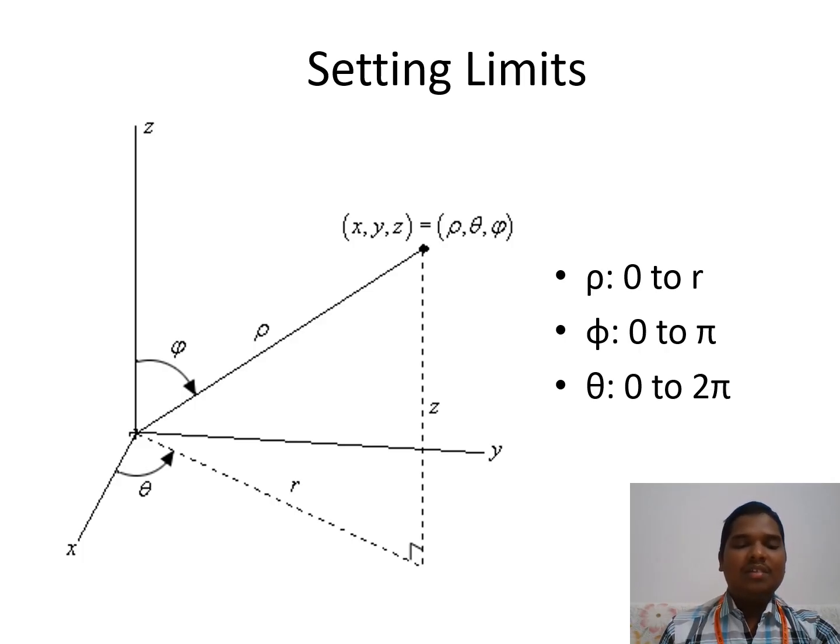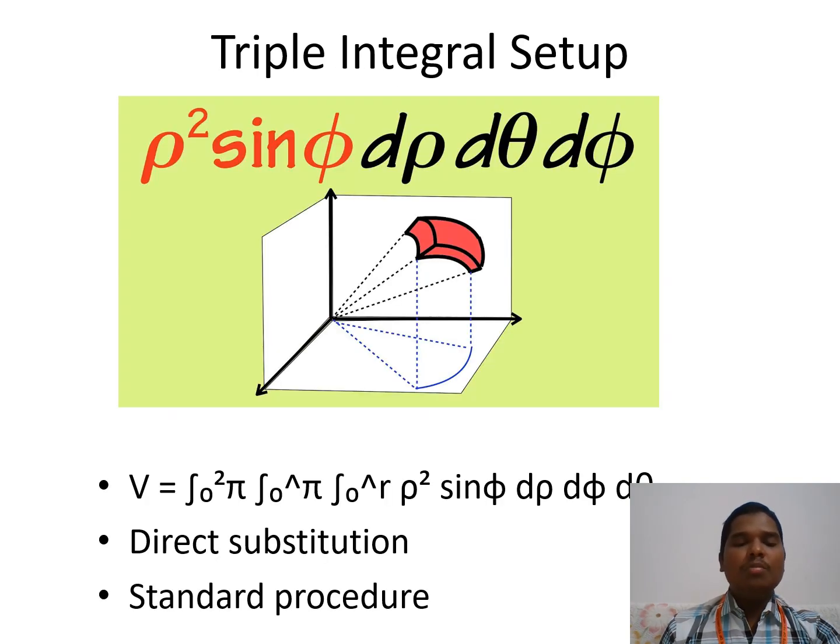Now let us set up the triple integral. The volume of the sphere is given by V equals the integral from 0 to 2 pi, integral from 0 to pi, integral from 0 to r of rho squared sine phi d rho d phi d theta. This is a direct substitution using spherical coordinates. It follows a standard procedure for volume calculation. Now we evaluate the triple integral step by step.